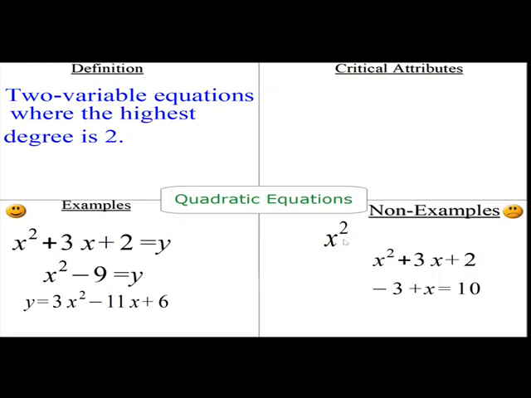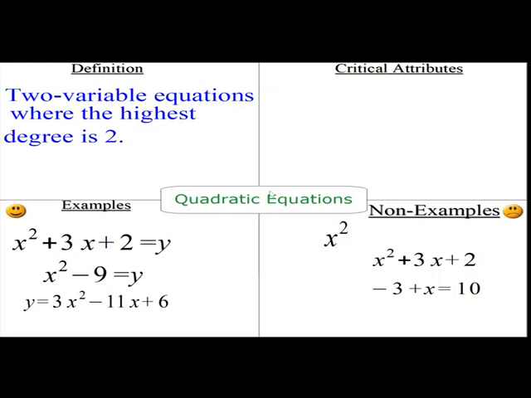Thank you. How about these top 2 right here? Kiana, why do you think these 2 right here are not quadratic equations? Because they're not even equations at all. That is correct. These are only quadratic expressions or polynomials, whatever you want to call them. All right, give me some hashtags.